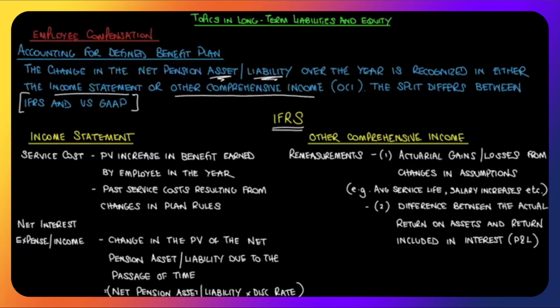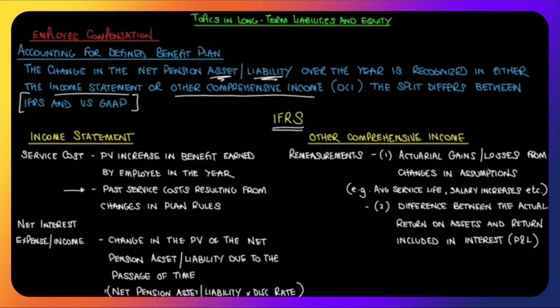On the left, what goes to the income statement as a result of this pension plan under IFRS? First of all, the service cost. What is the service cost? It is the present value increase in the benefits earned by an employee in the year. So if you think back to my earlier example where your pension was the number of years service over 60 times final salary, keeping everything else constant, just the fact that as an employee you have worked for one extra year means that you are entitled to a greater pension. That will increase the present value of the firm's obligation.